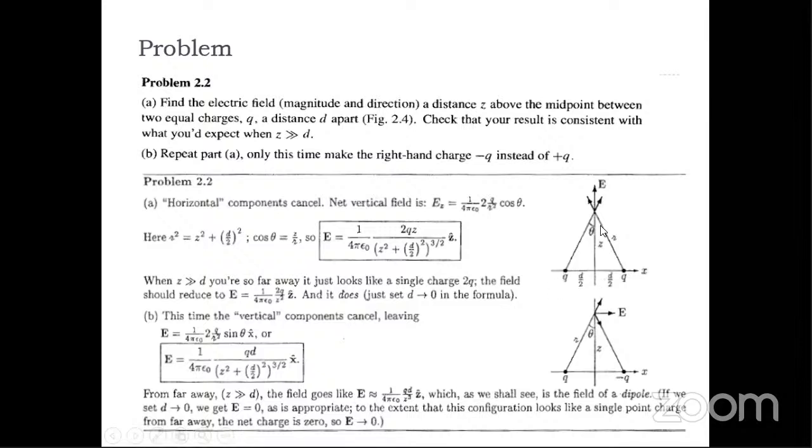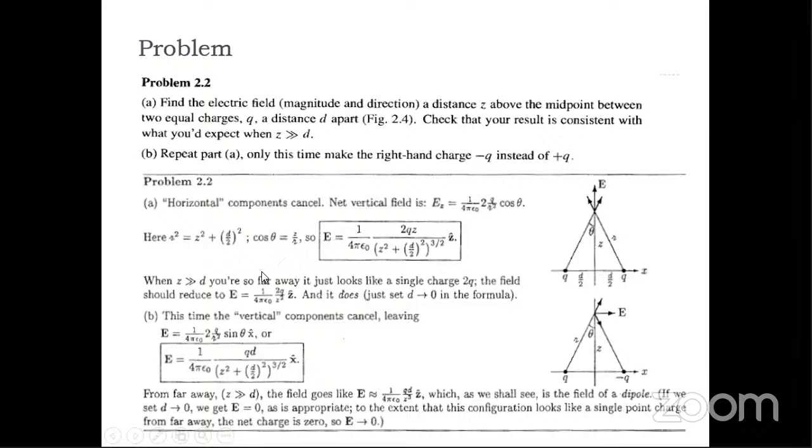This distance is d by 2, this distance is z, and therefore r square is equal to z square plus (d by 2) square, and its square root will come here as r. And cos theta I also want to substitute in terms of known quantities. Cos theta is always equal to adjacent side divided by hypotenuse, that is z divided by r. But what is r? r is given by this equation. So when I put it all in, the final equation that I will get is something like this.